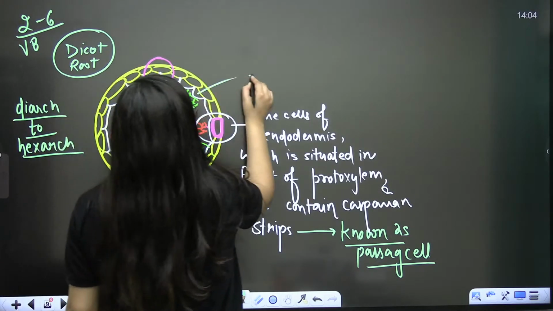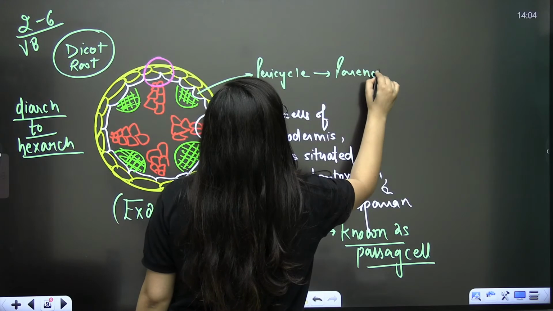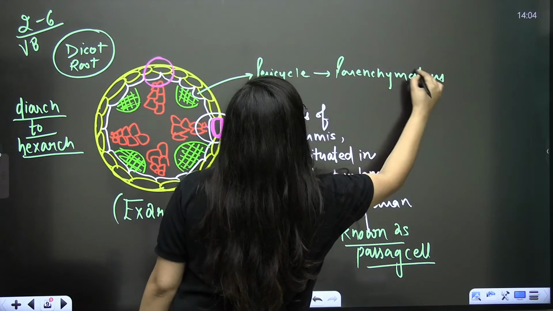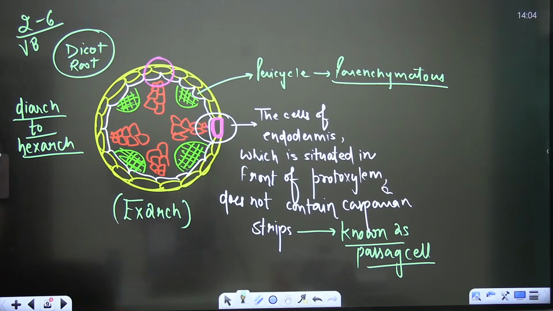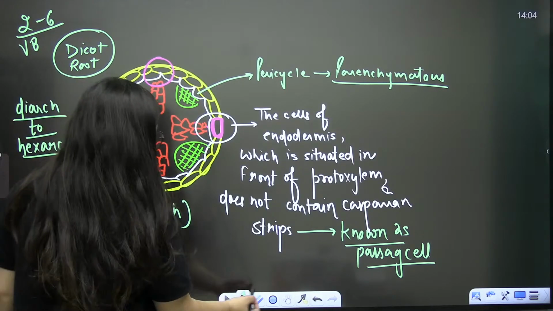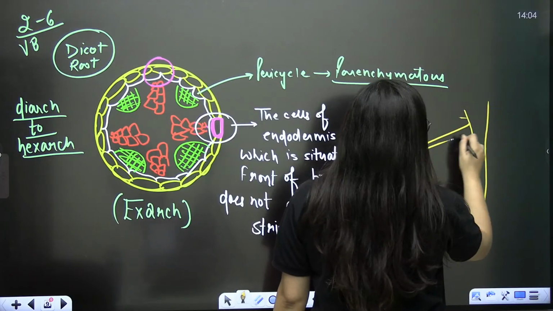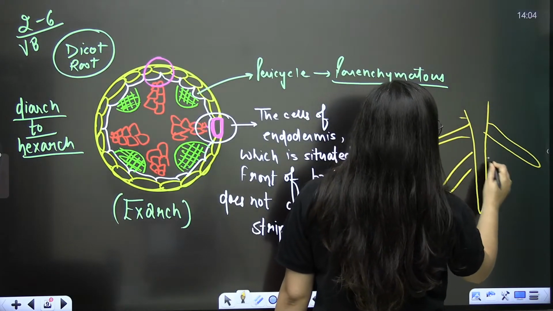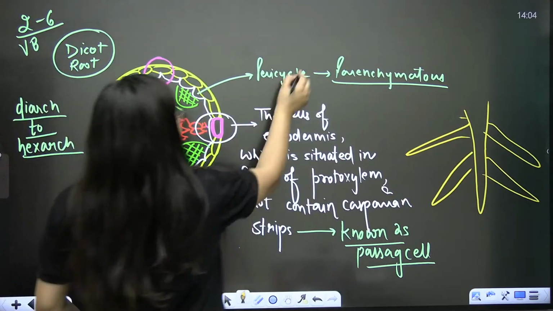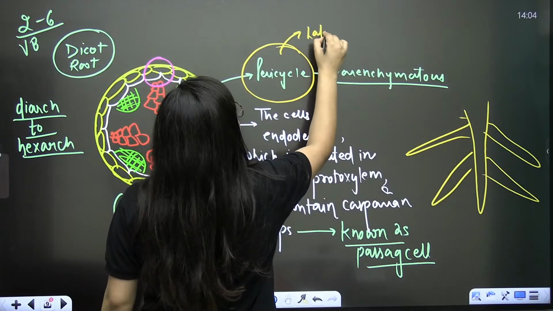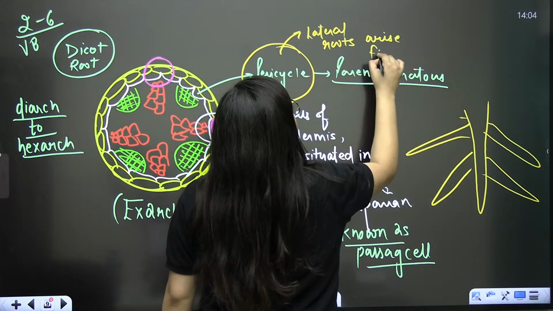And the pericycle is again parenchymatous, a few cell layers thick. Now one more point: in the case of roots, we also draw the lateral roots. Do you know that lateral roots arise from the pericycle?